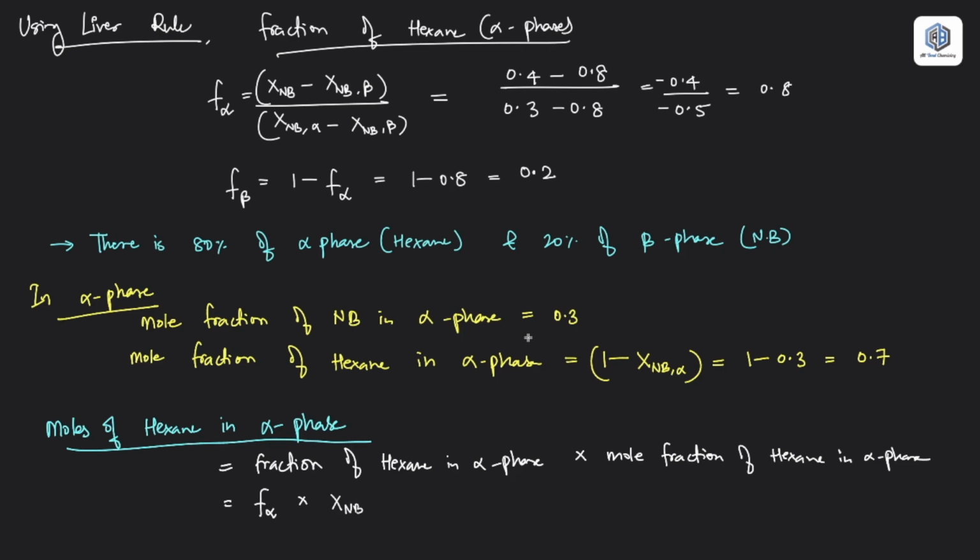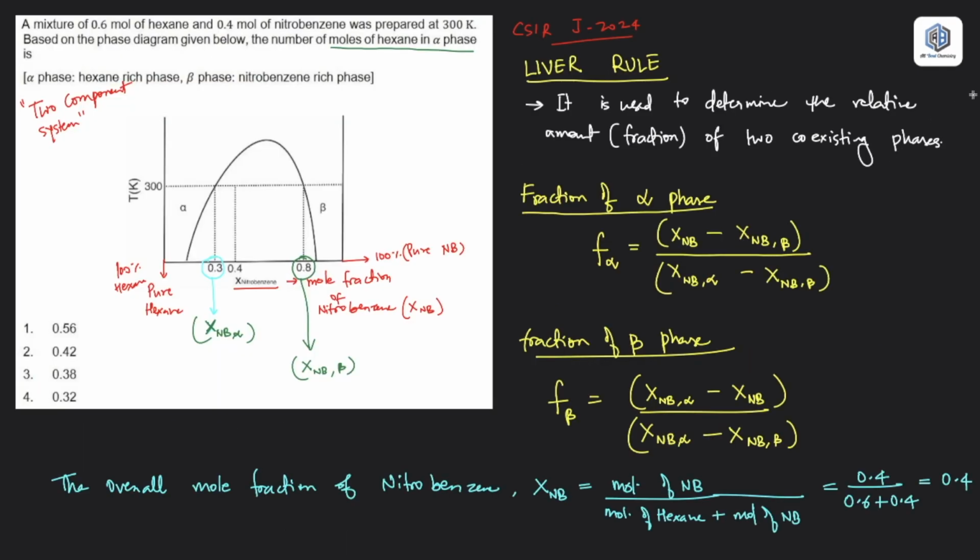Sorry, we have to write down the mole fraction of hexane, right? So this is x hexane comma alpha. If you put the values, the value of F alpha is 0.8, and multiply it with the mole fraction of hexane in alpha phase, that is 0.7, and this will give you 0.56. So the correct option is option number A.